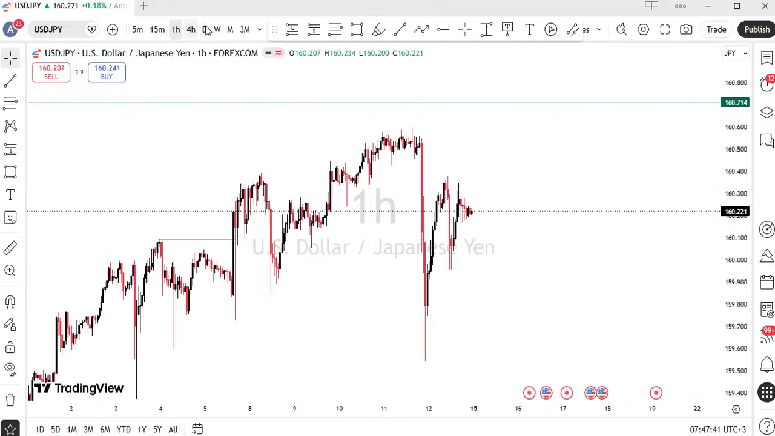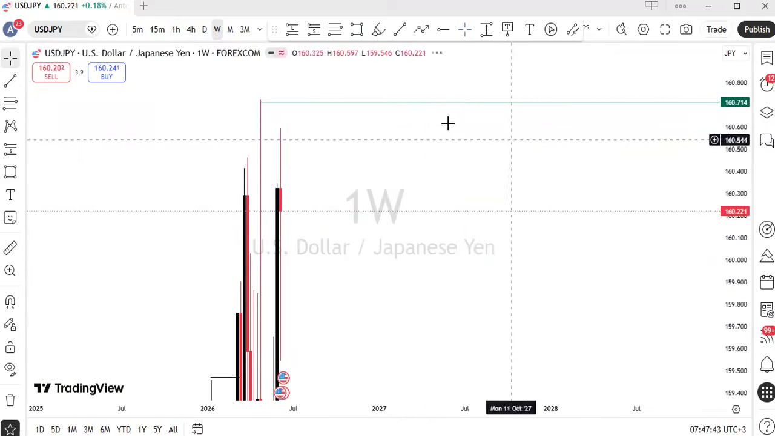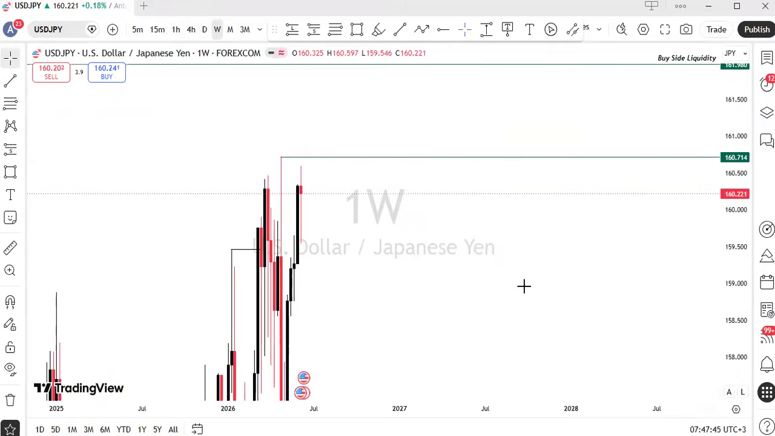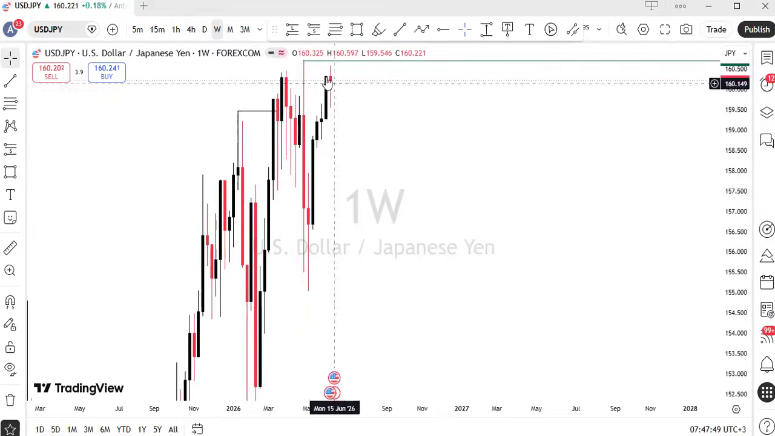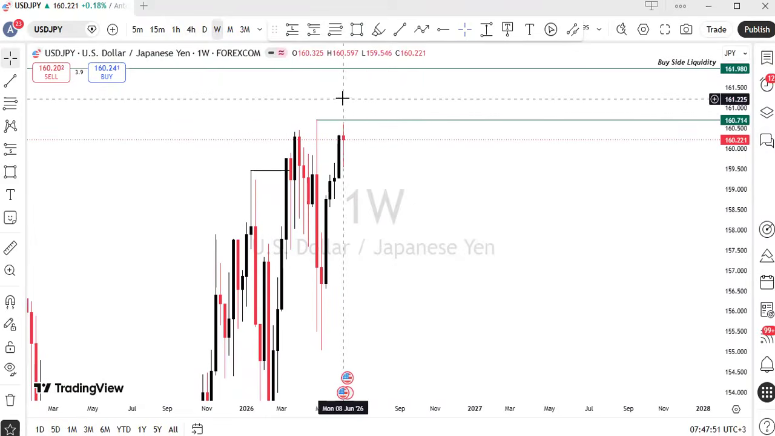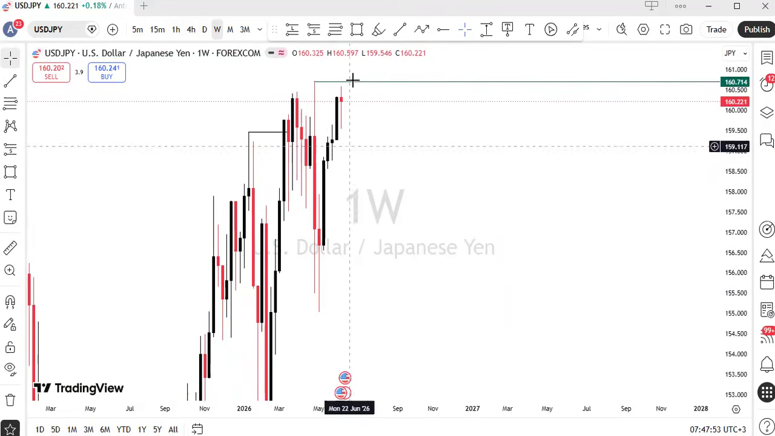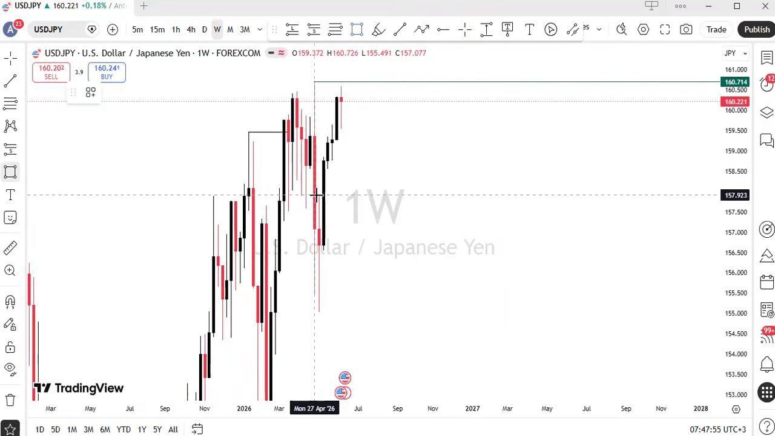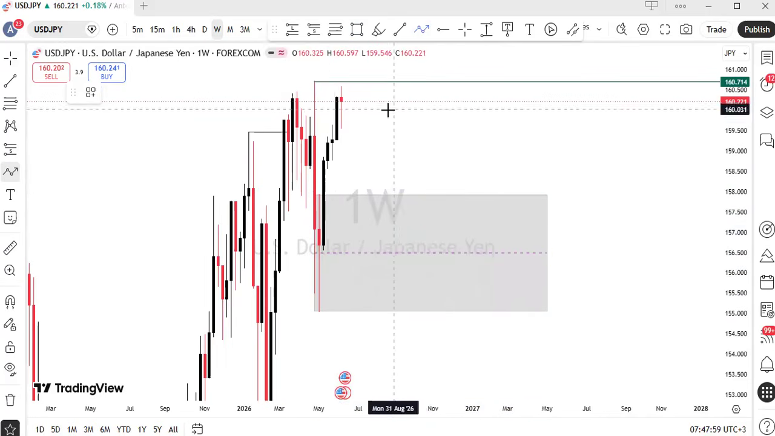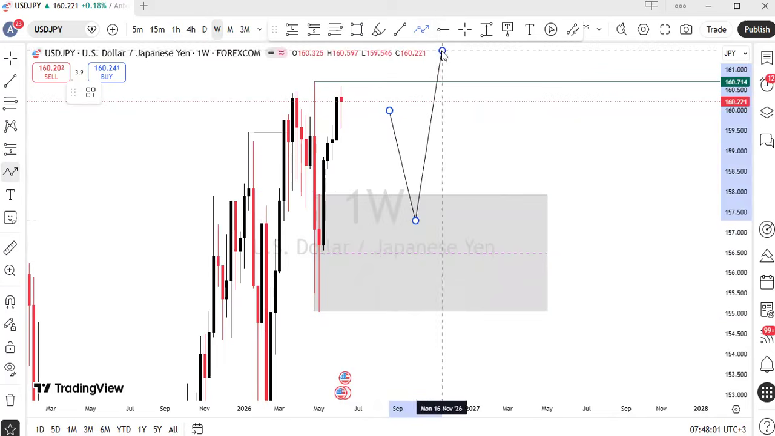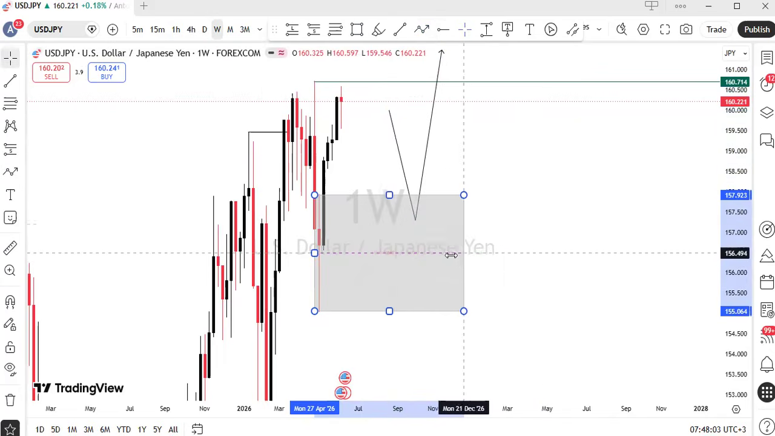At least for it to break above this high. Once we have that break above this high, that means we will have a new dealing range, right? From the new high that we will have down to this low. So what do we expect? We expect a little retracement to this order block, and then a continuation to the upside.